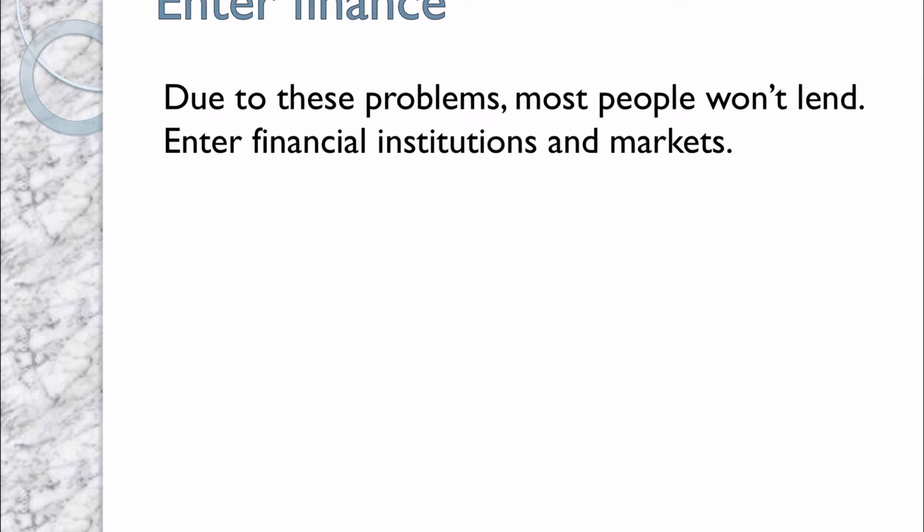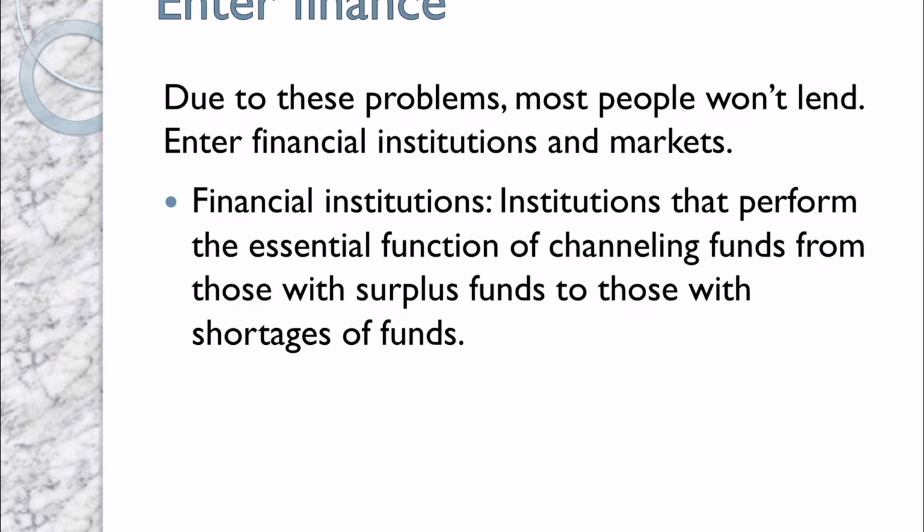So let's first define a financial institution. A financial institution is an institution that performs the essential function of channeling funds from those with surplus funds, which we call suppliers, to those with a shortage of funds, which we call the users. Some examples of financial institutions would be commercial and savings banks, credit unions, insurance companies, mutual funds, and investment banks. These are all financial institutions. They help channel funds from those that want to invest it, those with surplus funds, to those that need the funds, those with shortages of funds.